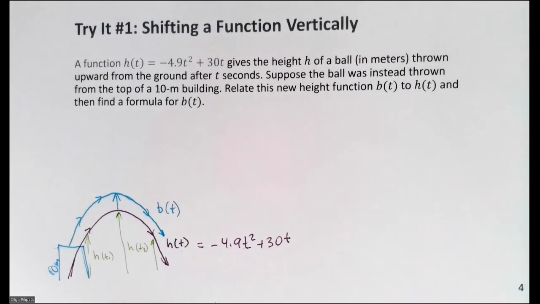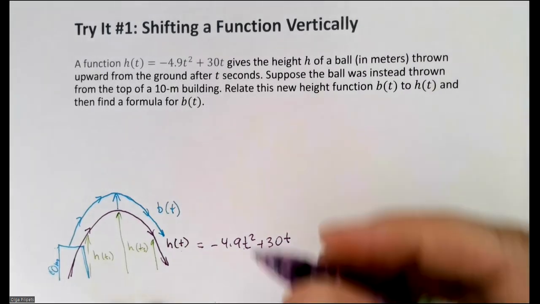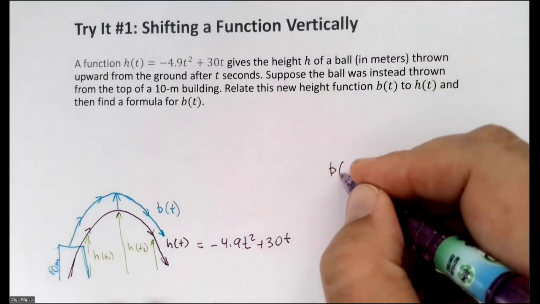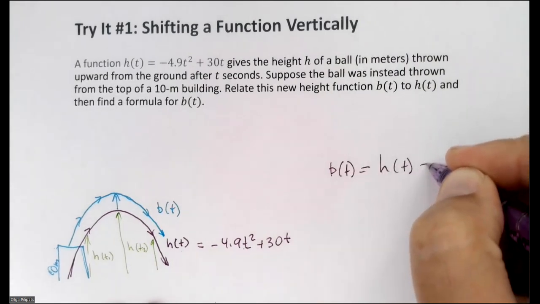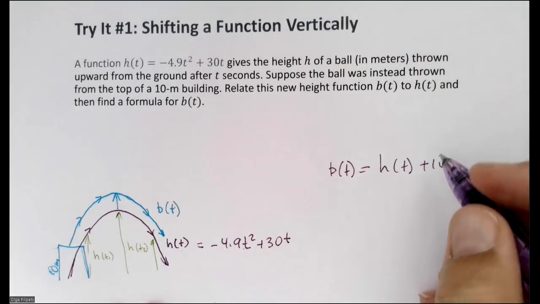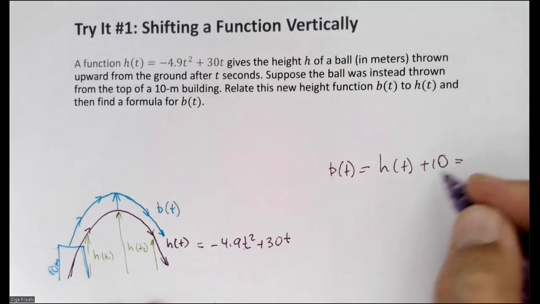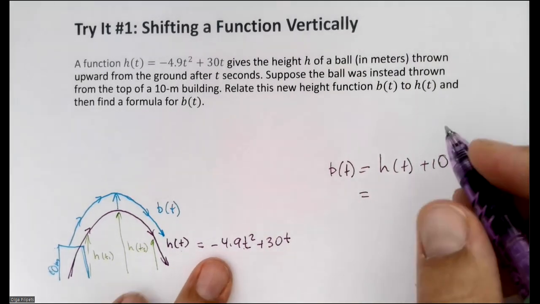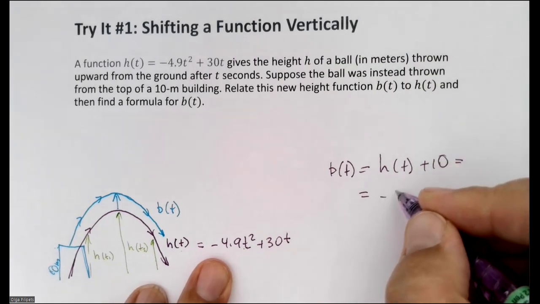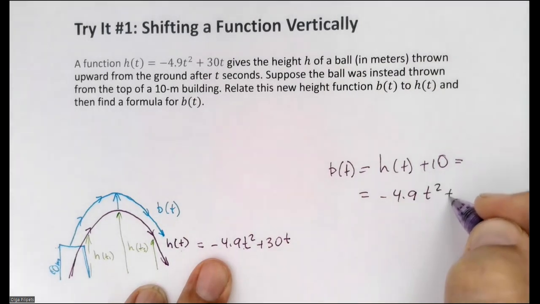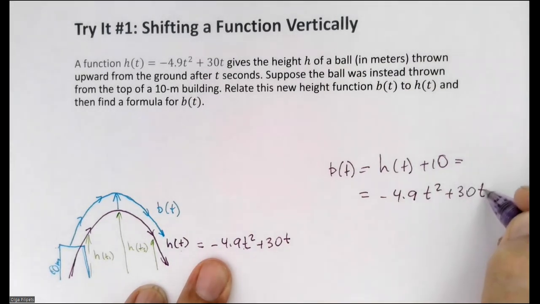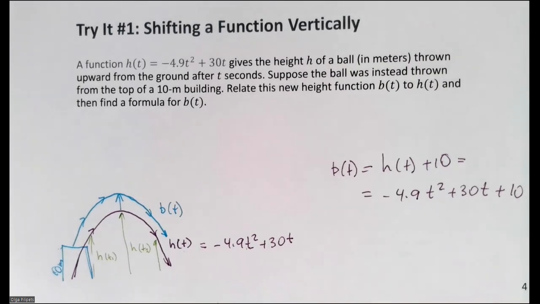All right, so our b of t is going to be h of t plus 10. So what exactly is that going to look like? We're going to grab our h of t, negative 4.9 t squared plus 30t, and then add 10 on top of it. So that's our new function, b of t.